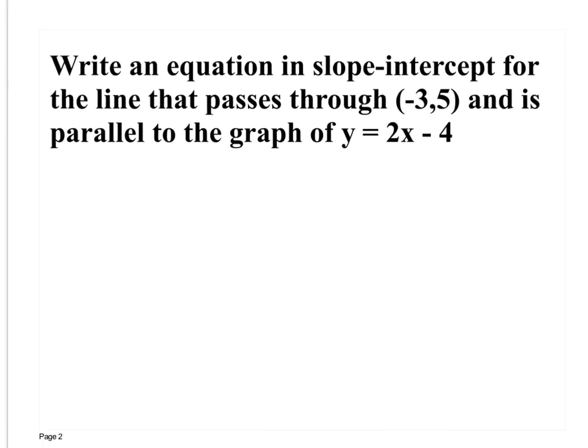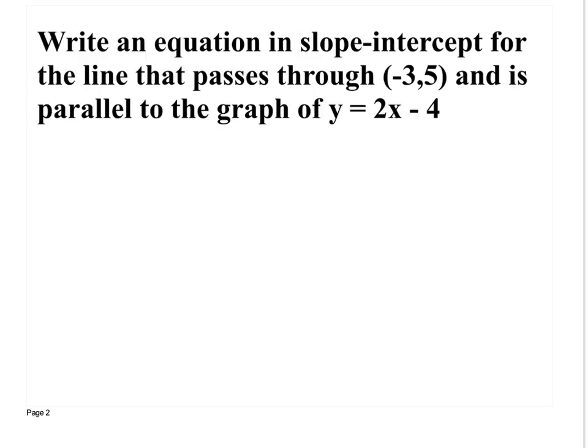Alright. Here's what you need to do. This is what your homework's going to look like. It's going to say write an equation, slope-intercept form, the line that passes through -3, 5 and is parallel to the graph. So here's what you need to do. You need to write this and that right there.